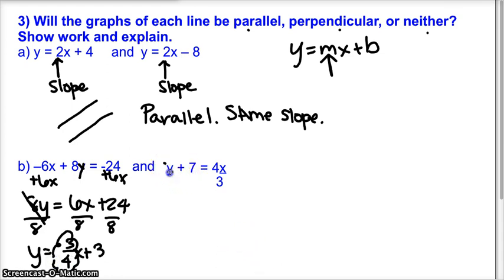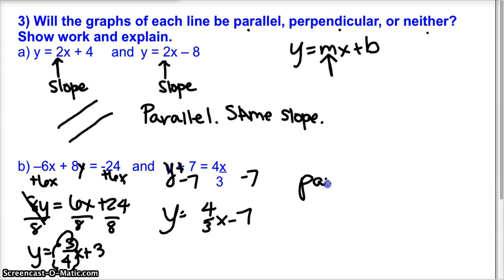So your slope for this first line is 3/4. Looking at the second equation, I have a y plus 7. So in order to get that y by itself, I'm going to subtract the 7 to the other side. y is equal to 4/3 x minus 7. So in order to be parallel, the slopes need to be the same. So they're not parallel.